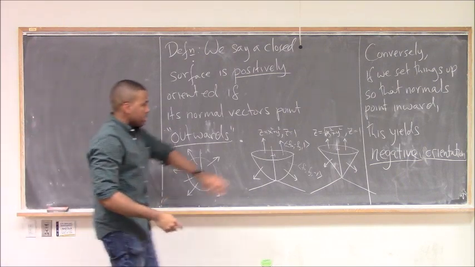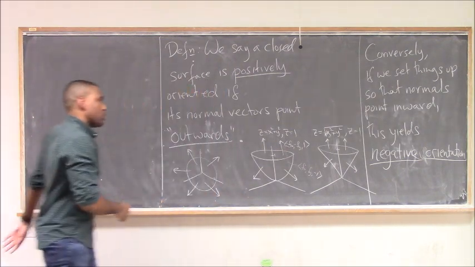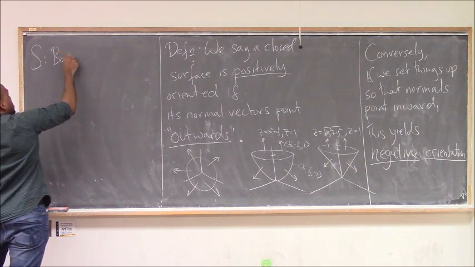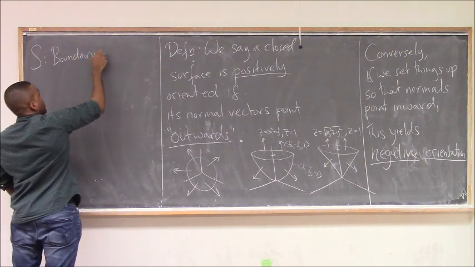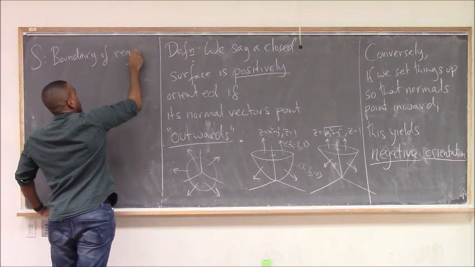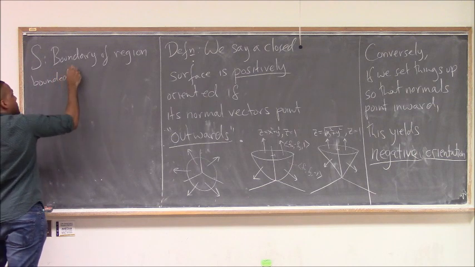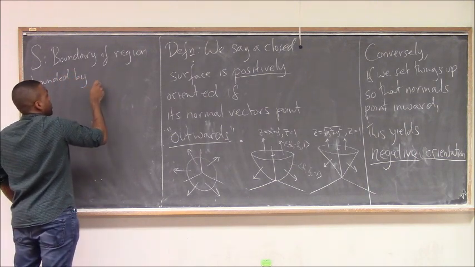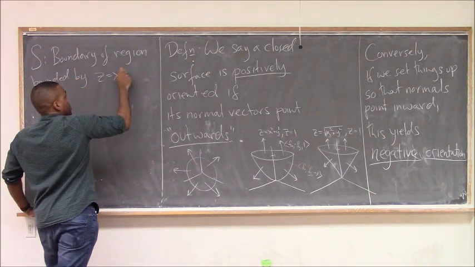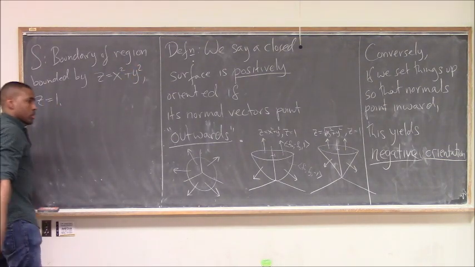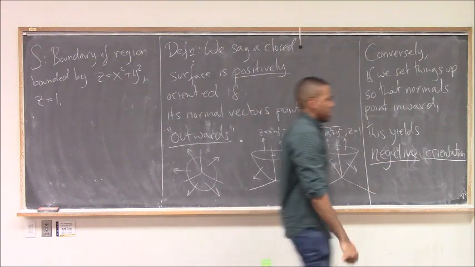So let's just take this example, which was from the quiz. Let's take it a little bit further. Let S be the boundary of the region bounded by z equals x squared plus y squared, and z equals 1, and it's getting hot again.